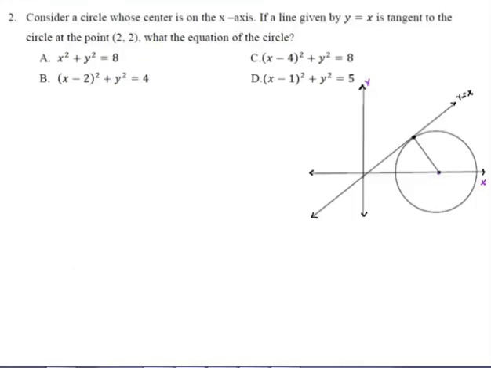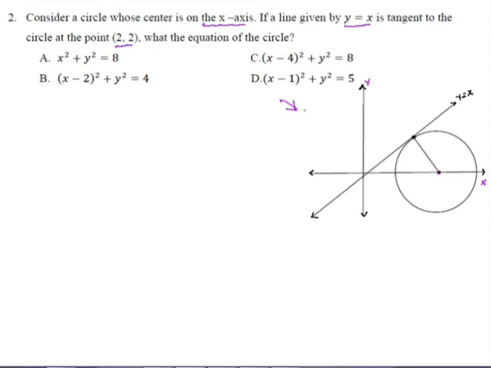Consider a circle whose center is on the x-axis. If the line given by y equals x is tangent to the circle at the point of tangency (2, 2), what is the equation of the circle?